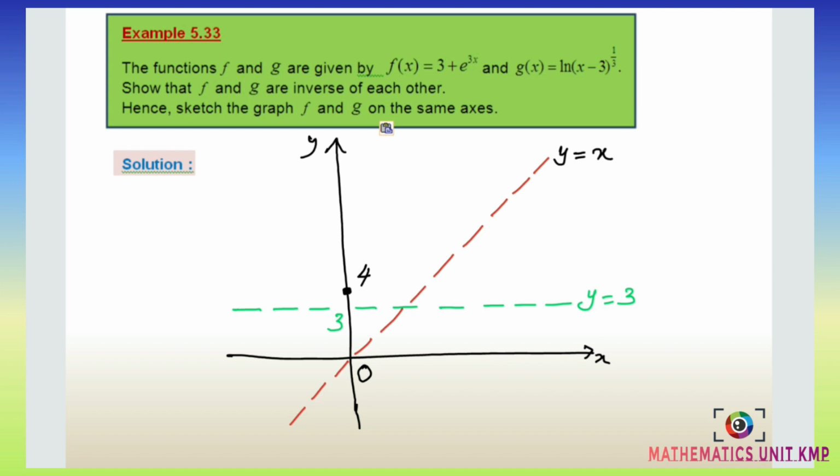By using basic properties, when x approaches infinity, to the right, f(x) approaches infinity, increasing. And when x approaches negative infinity, to the left, f(x) approaches 3. It approaches the horizontal asymptote, but does not touch the horizontal asymptote.